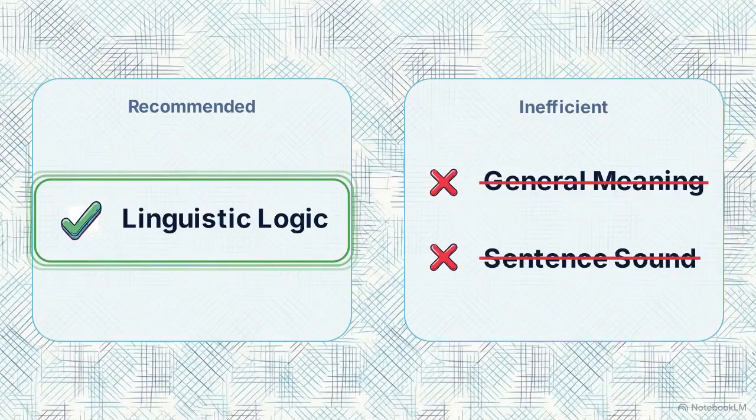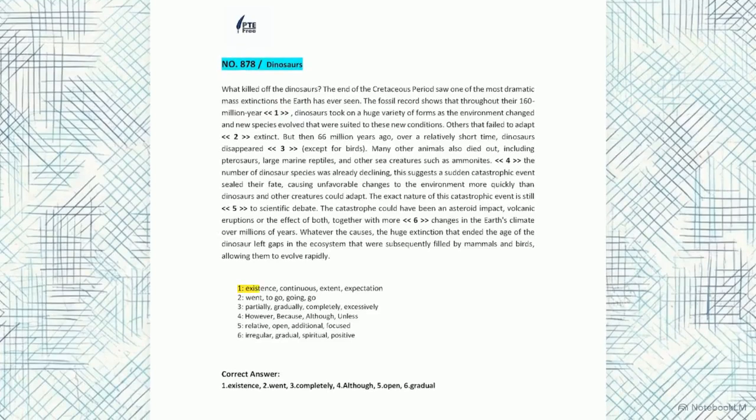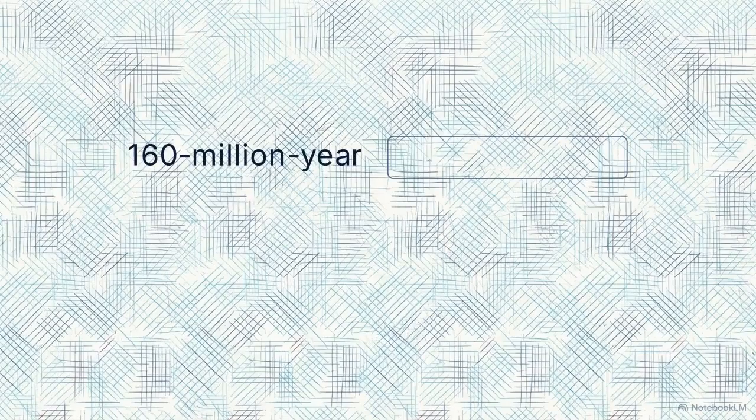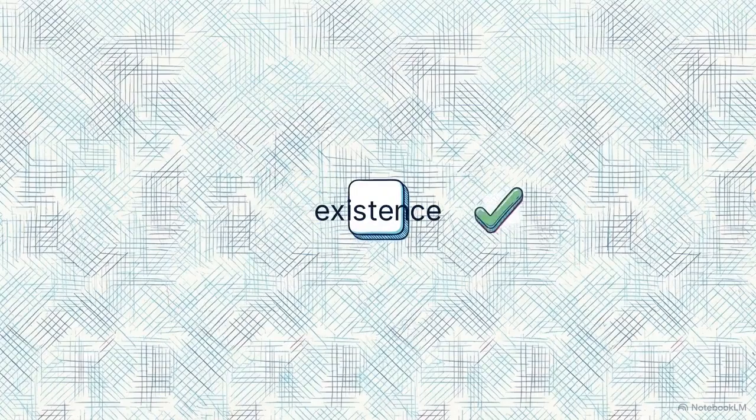sentence sounds. Starting with blank 1, look at the phrase 16 million year immediately preceding the gap. This hyphenated phrase functions as a compound adjective. In English, an adjective must be followed by a noun to complete the noun phrase. We can immediately eliminate the word continuous because it is an adjective, which would leave the noun phrase incomplete. Among the remaining nouns, existence, extent, and expectation, only existence describes the duration of a species' presence on Earth.